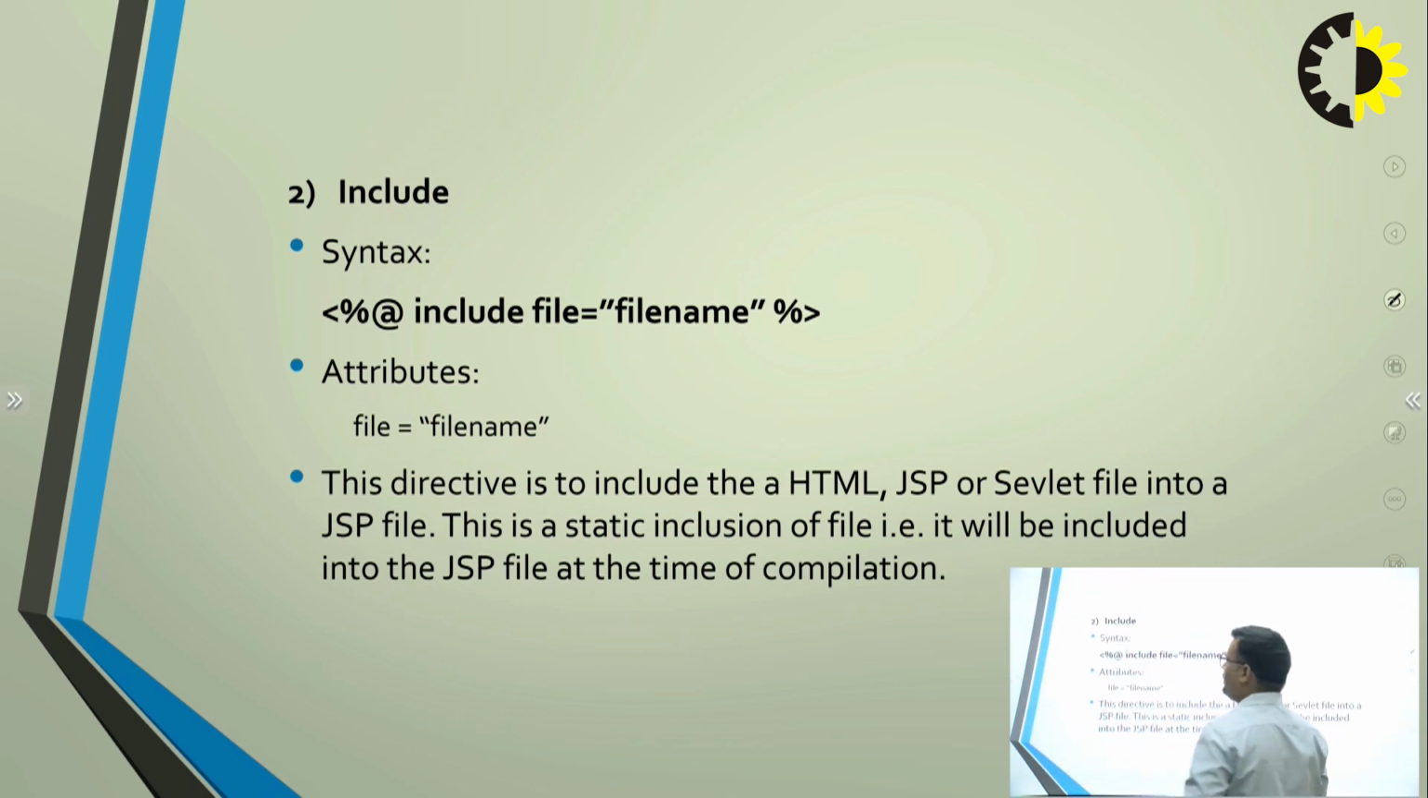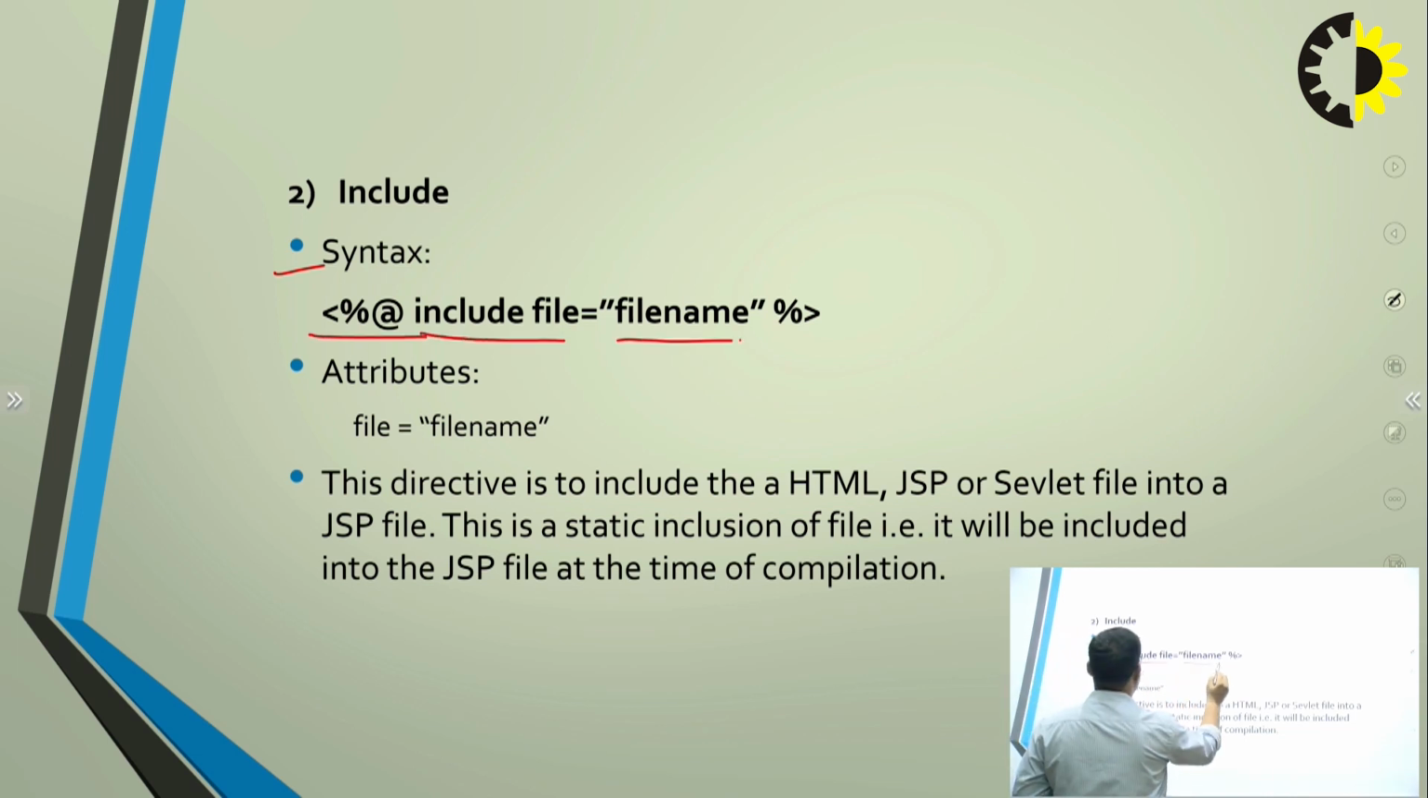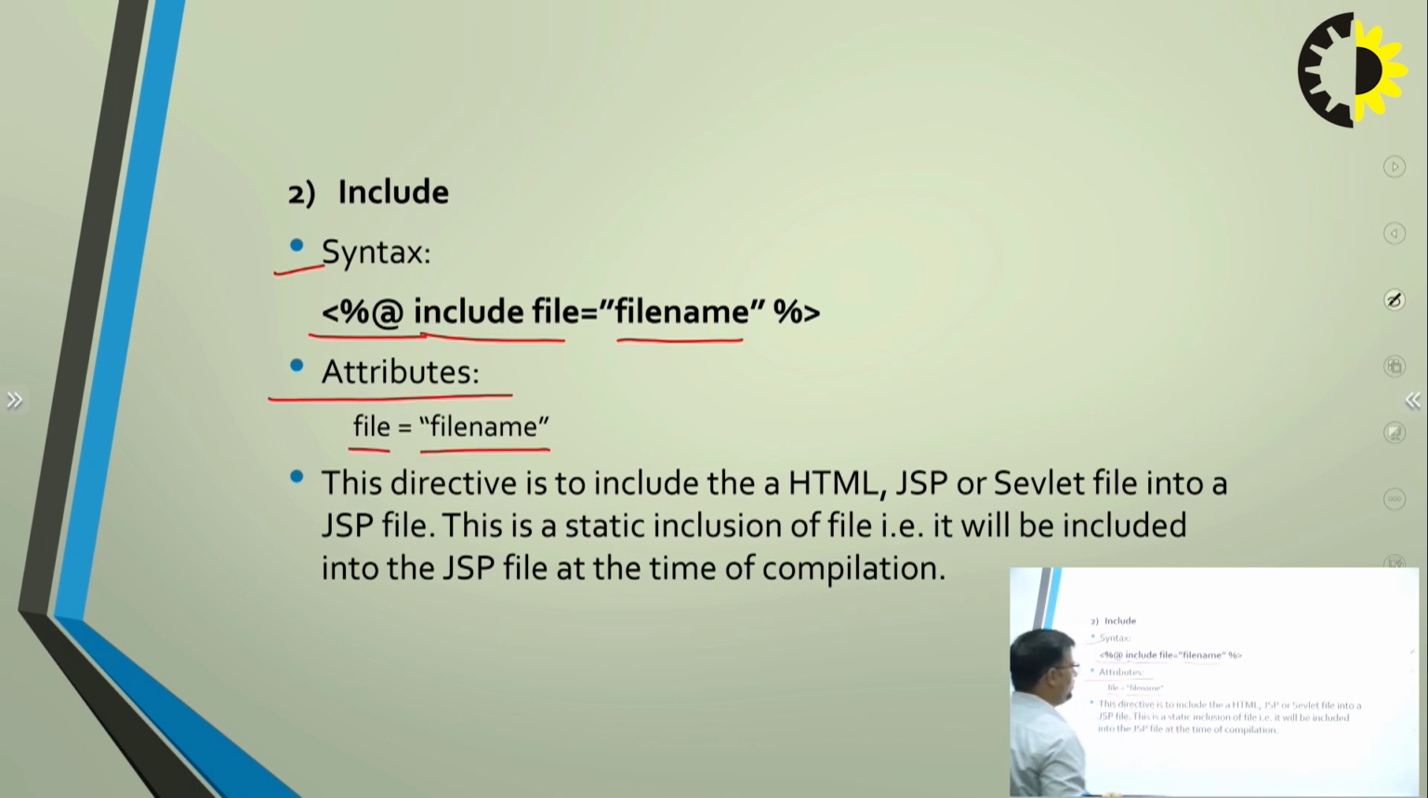Next topic is the include directive. This directive is used to include an HTML, JSP or servlet file into a JSP file. This is a static inclusion of the file. It will be included into the JSP file at the time of compilation. This is the syntax: <%@ include file="file name" %>. The attribute is file, and the file name is the attribute value.